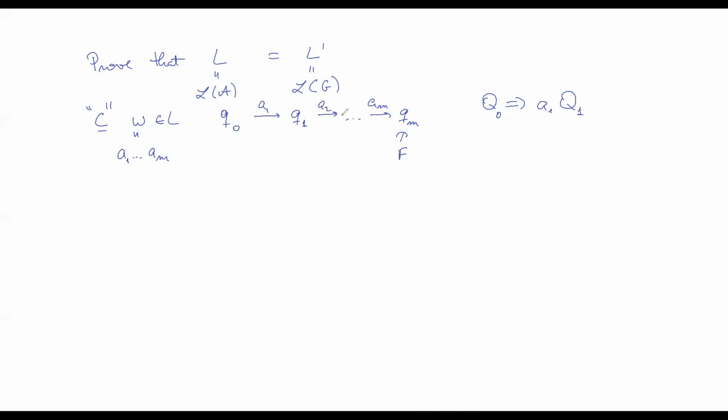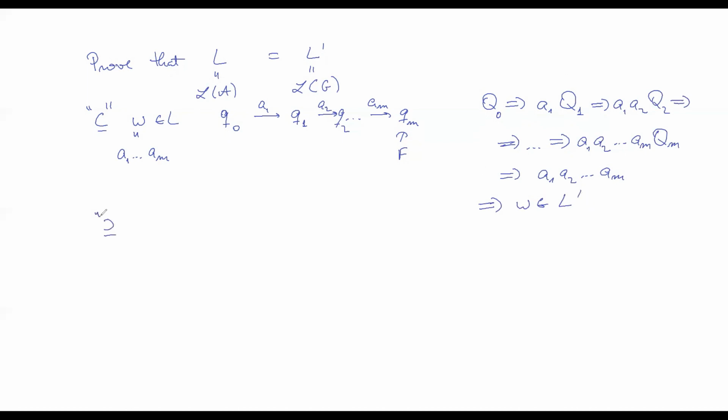And then Q1 goes with A2 into state Q2. So that's going to give you A1, A2, Q2. And you continue in the same way until eventually you get to this state, and by then you have generated all your letters. So that's going to be QM. And simply because QM is the final state, you have that final epsilon transition. So eventually you get A1, A2, AM, which really implies that W is in L prime. So it's generated by the grammar.